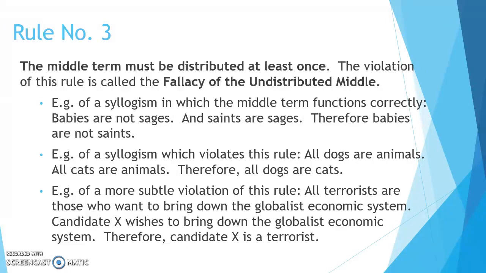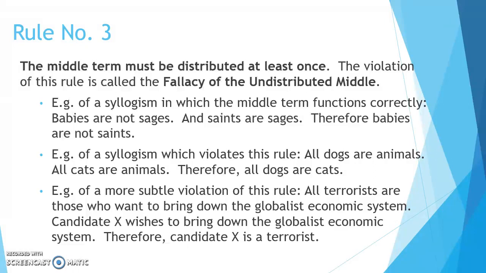Rule number 3. The middle term must be distributed at least once. The violation of this rule is called the fallacy of the undistributed middle. For example, a syllogism in which the middle term functions correctly: babies are not sages, and saints are sages, therefore babies are not saints. Or an example of a syllogism which violates this rule: all dogs are animals, all cats are animals, therefore all dogs are cats.